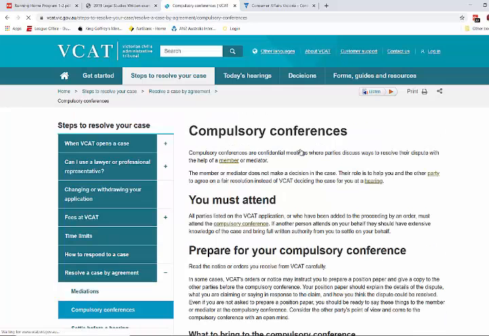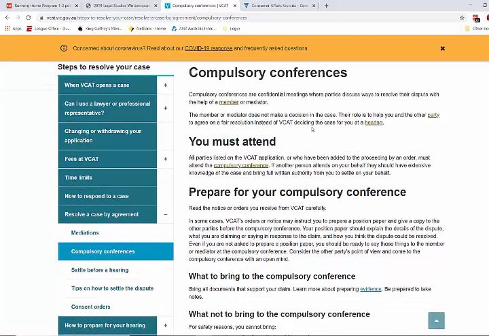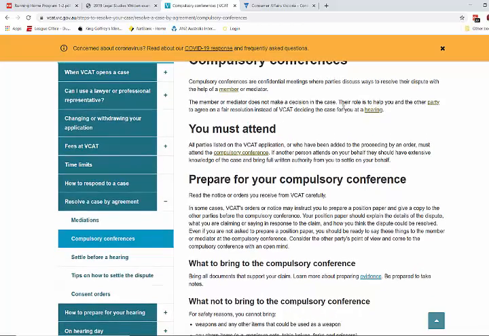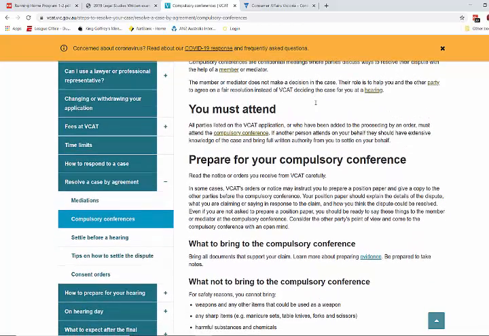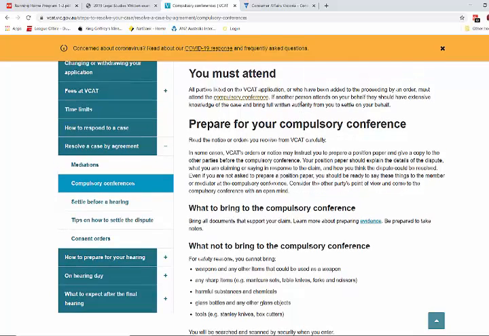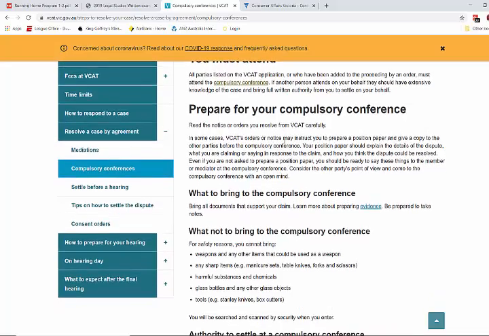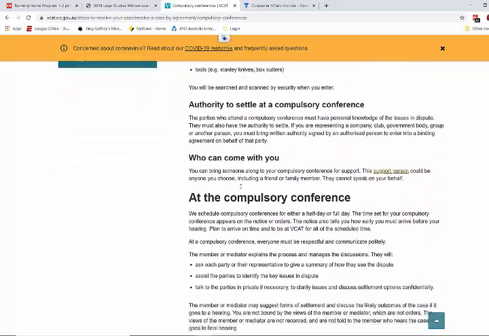They might also get you to do a compulsory case conference. These are, again, really similar. You get either a VCAT member or a mediator. You meet confidentially and you try and discuss the dispute to come to a decision. The member or mediator does not make a decision, but they will offer suggestions. And you have to attend this. This is really important to know that you have to if you're ordered to. Okay? Really, really important. Again, don't bring weapons.